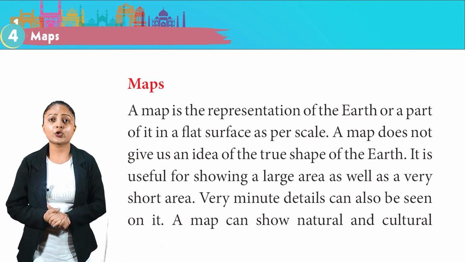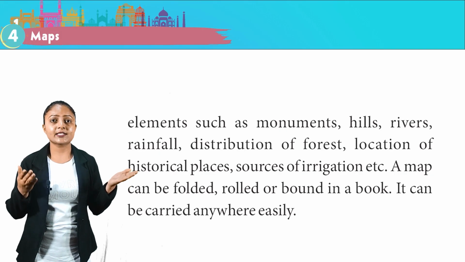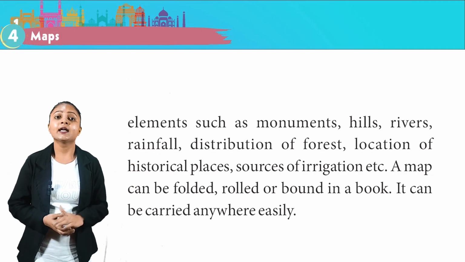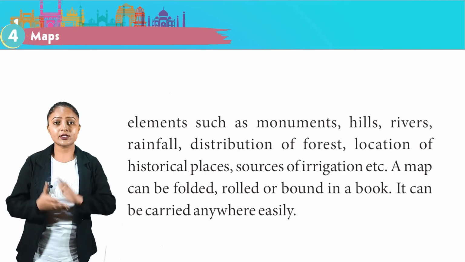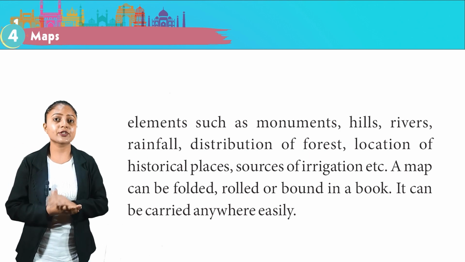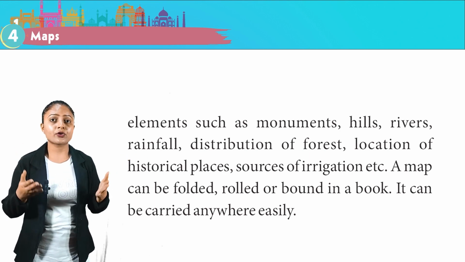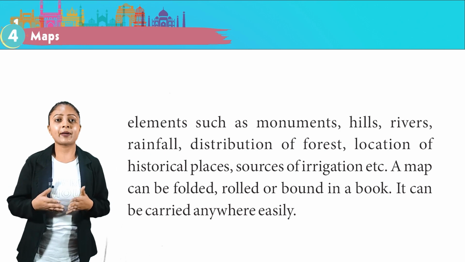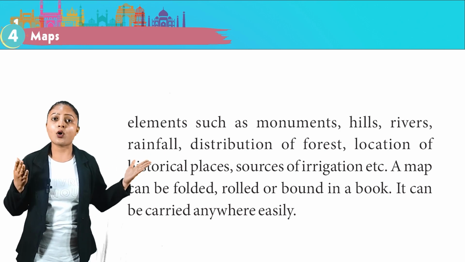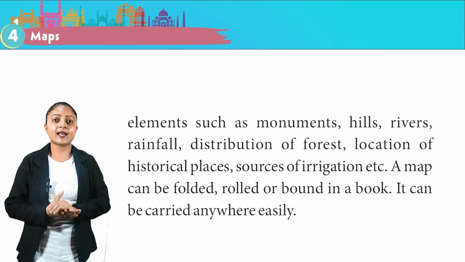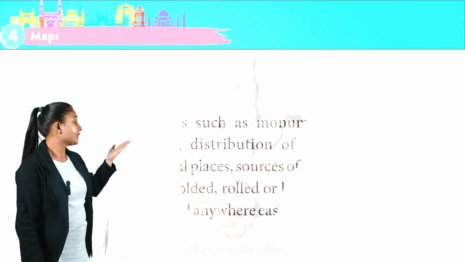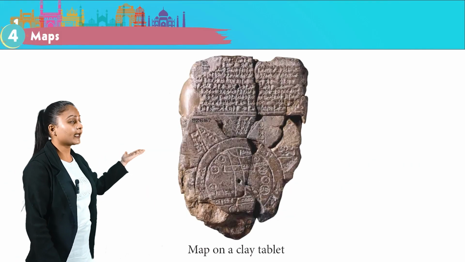A map can show natural and cultural elements such as monuments, hills, rivers, rainfall, distribution of forest, location of historical places, sources of irrigation. A map can be folded, rolled, or bound in a book. It can be carried anywhere easily. This image is showing a map on a clay tablet.